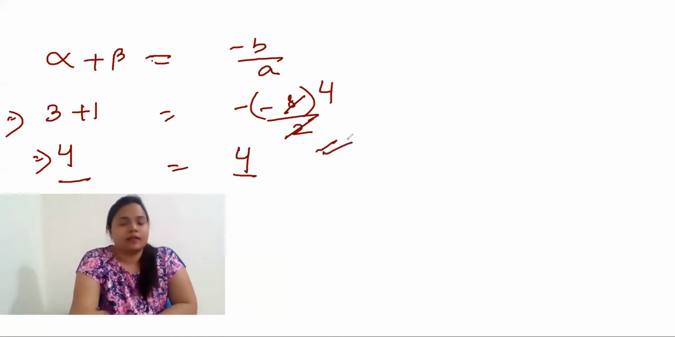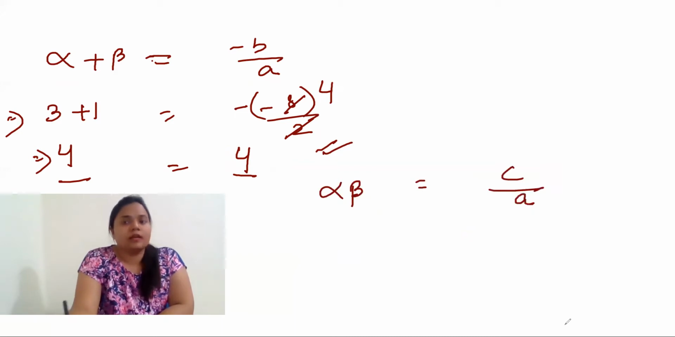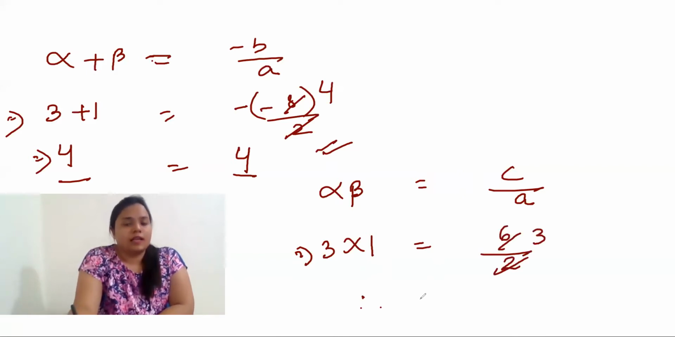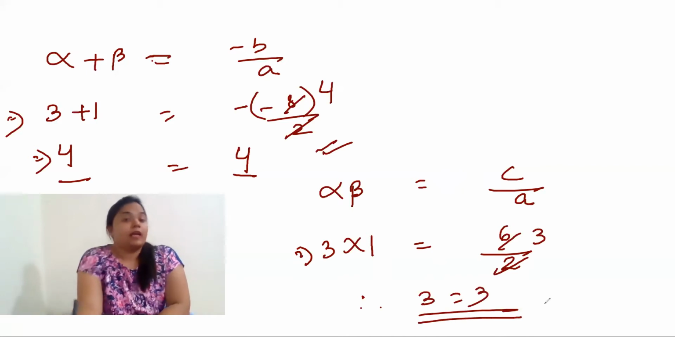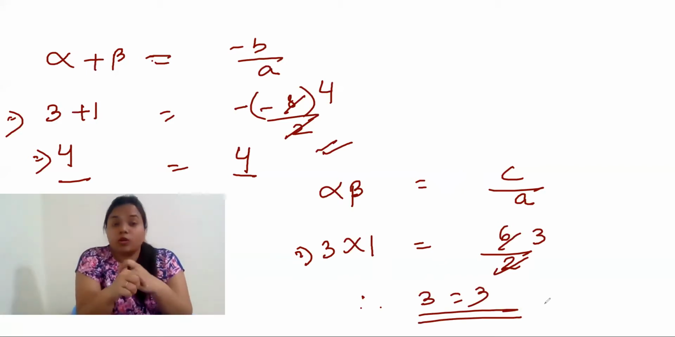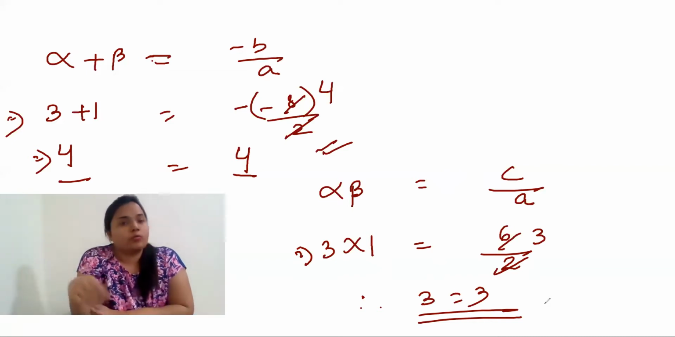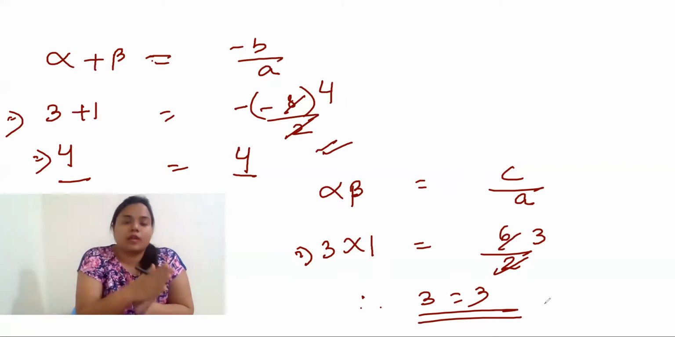So this is correct. Now the second one, alpha beta should be equal to c upon a. Alpha is 3, beta is 1. C was 6 and a was 2. 2 threes are 6. Again 3 is equal to 3. Hence the sum is equal to negative of b by a and the product is equal to c by a. So if both the relationships are equal, or you can say same, we can say the zeros that we have got are correct.